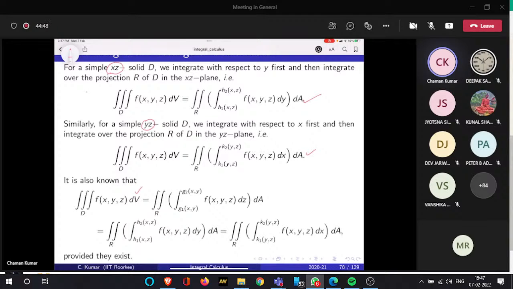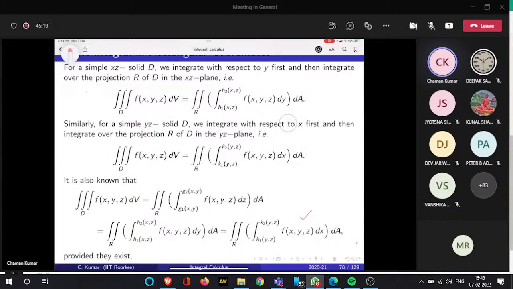The triple integral when the projection is done in the XY plane, when the projection is done in the XZ plane, and when the projection is done in the YZ plane. All these cases will give you the same answer if you are able to find it.